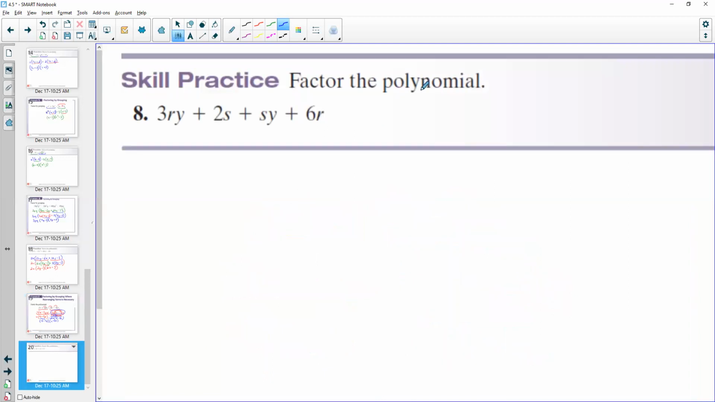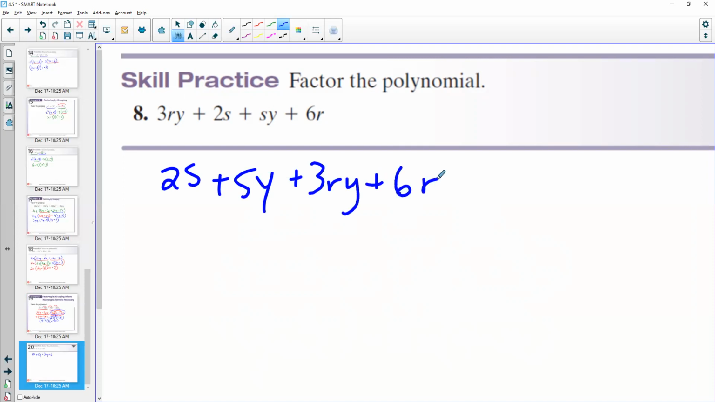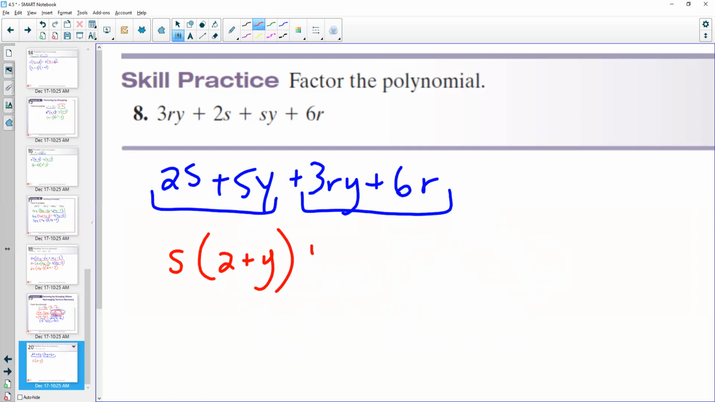How do you want to rearrange it? Maybe, let's see, you want it so both groups have something in common. So I'm going to put 2s and sy together, plus sy, and then 3ry and 6r together. So here's my two groups. Let's see what happens. Maybe it'll work, maybe it won't. So out of the first group, I can take an s. Leaves me with 2 plus y. Out of the second group, I can take 3r, and that leaves me the y plus 2.